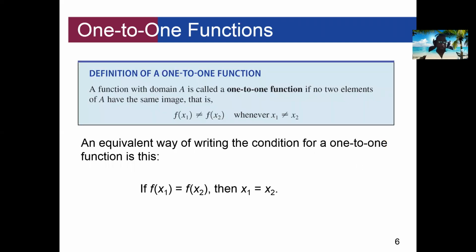Here's a formal definition: a function with domain A is a one-to-one function if no two elements in the domain have the same image. In other words, f of x1 is not equal to f of x2 whenever x1 is not equal to x2. If the inputs are different, we expect the outputs to also be different. Equivalently, we can state this property as: if the outputs are equal, that means the same input produced them.